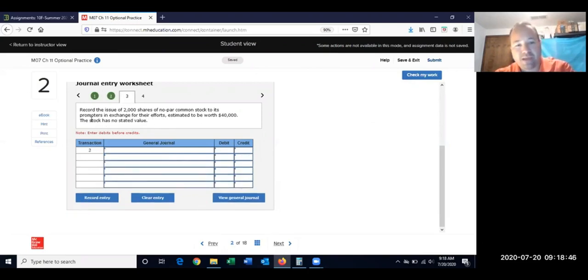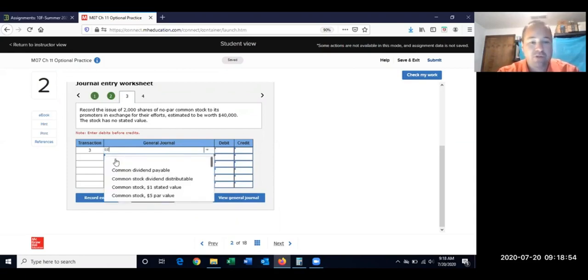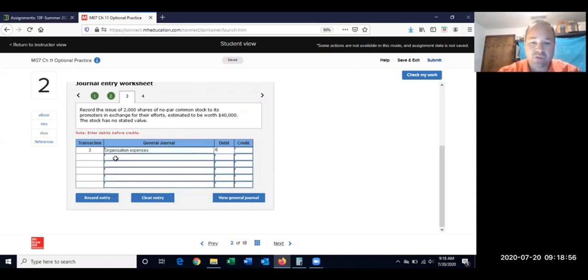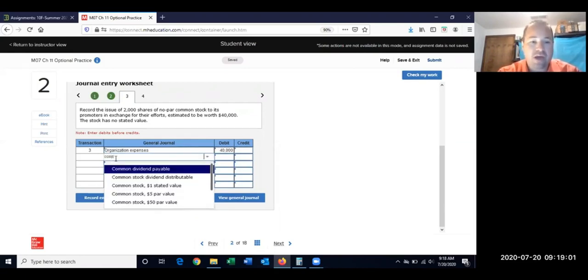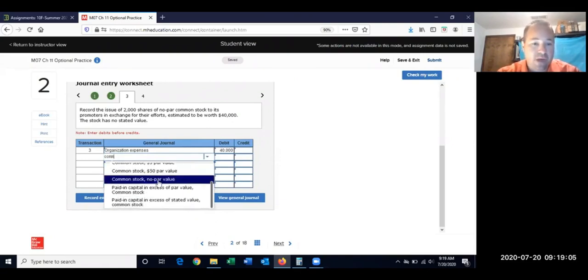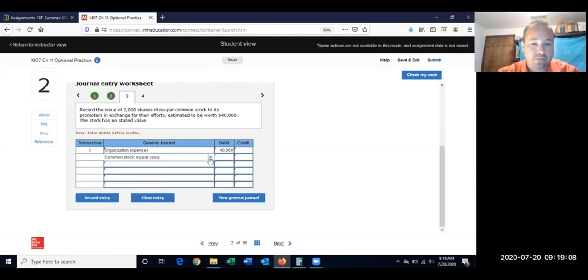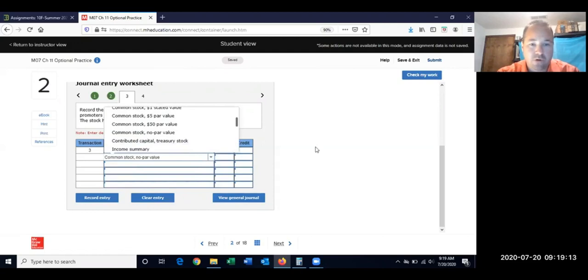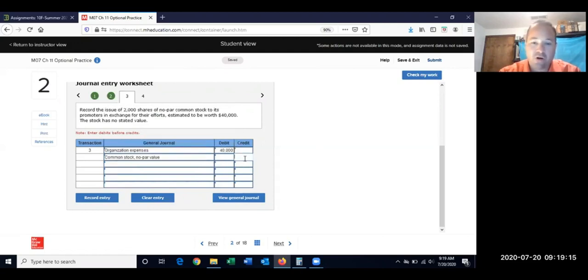This one has no stated value and it's also no par. So we have the same debit, the organizational expense, 40 grand. But if it has no stated, no par value, the common stock is simply all of it. Common stock, no par, let me try to pick the right one. No par, yep. Common stock, no par is just the full 40. There is nothing to go to additional paid in capital.